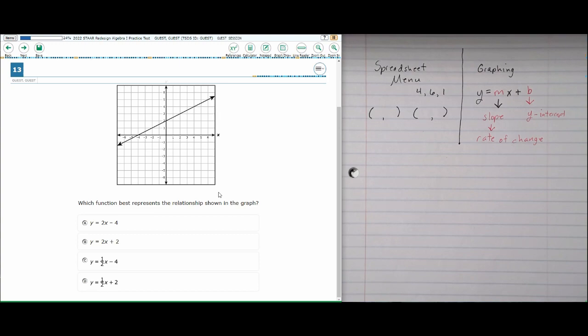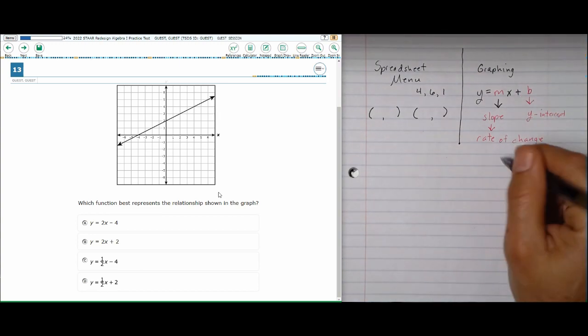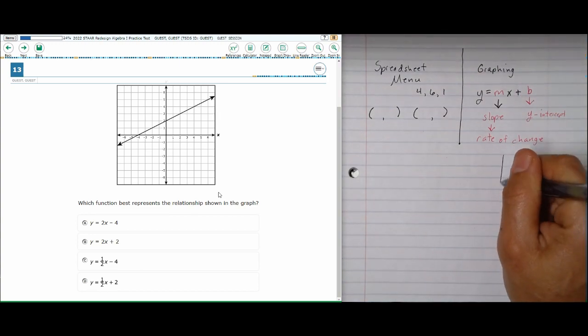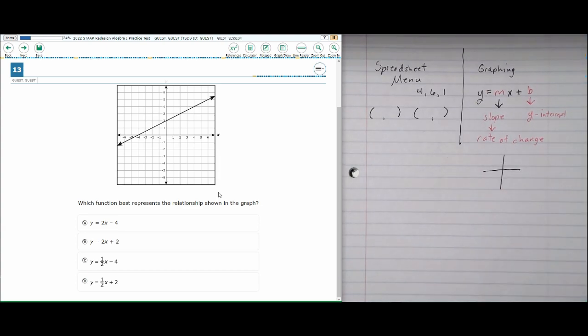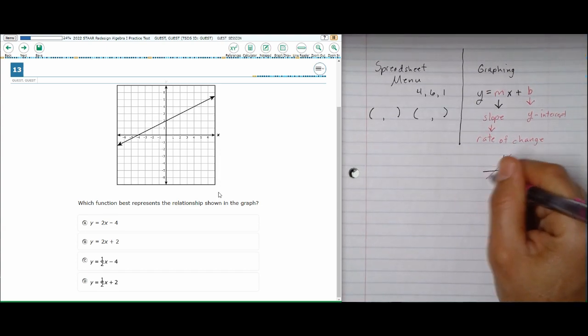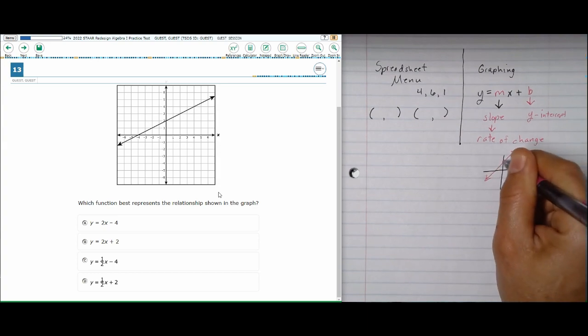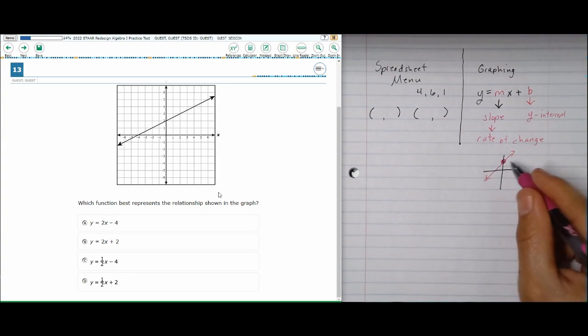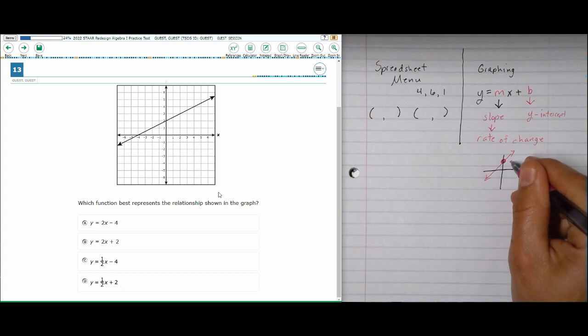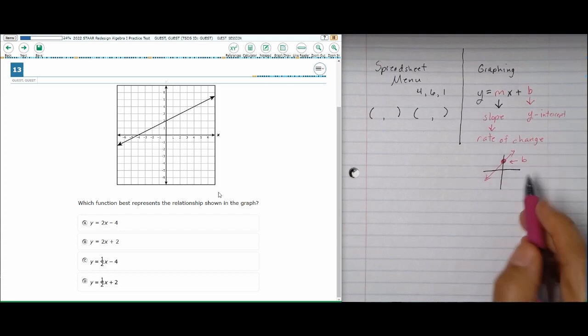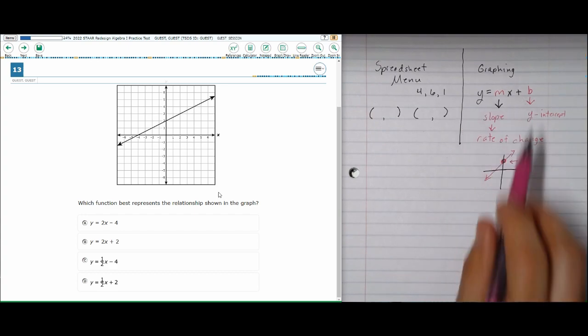Now I say this because the y-intercept is simply, if I were to draw a graph and I had a line on it, the y-intercept is where it crosses the y-axis. For example, right here would be your b value inside of the equation, y equals mx plus b.